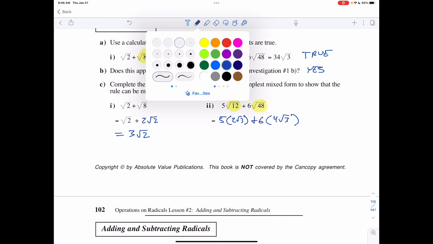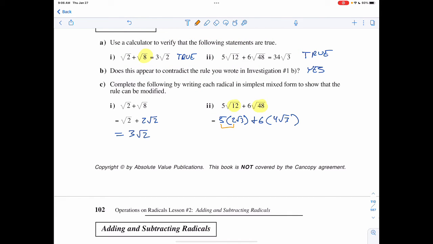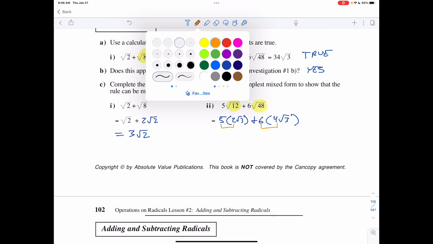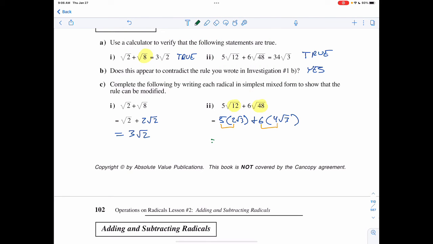Now I need to make sure that I multiply my coefficients, expand those out properly, and what that's going to give me is 10 root 3's and 24 root 3's. Now they're identical radicals, root 3 and root 3. I have 10 of them and then another 24. I have 34 root 3's, which is exactly the answer that it gave me.